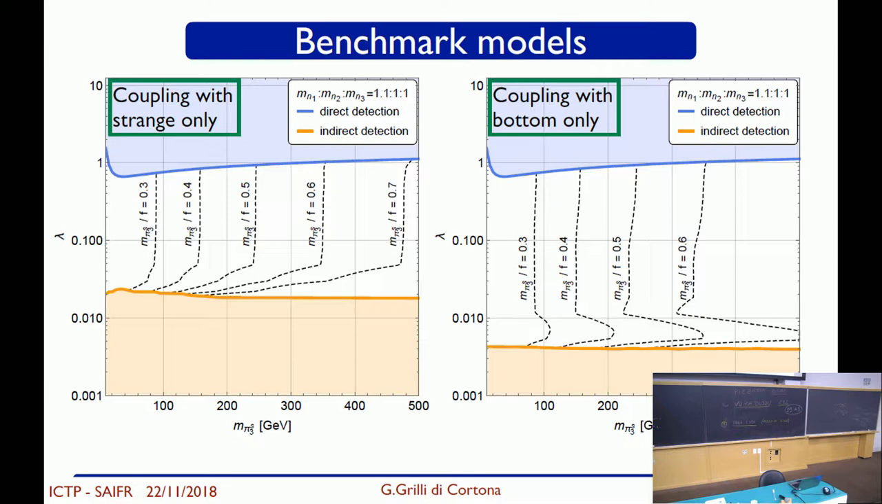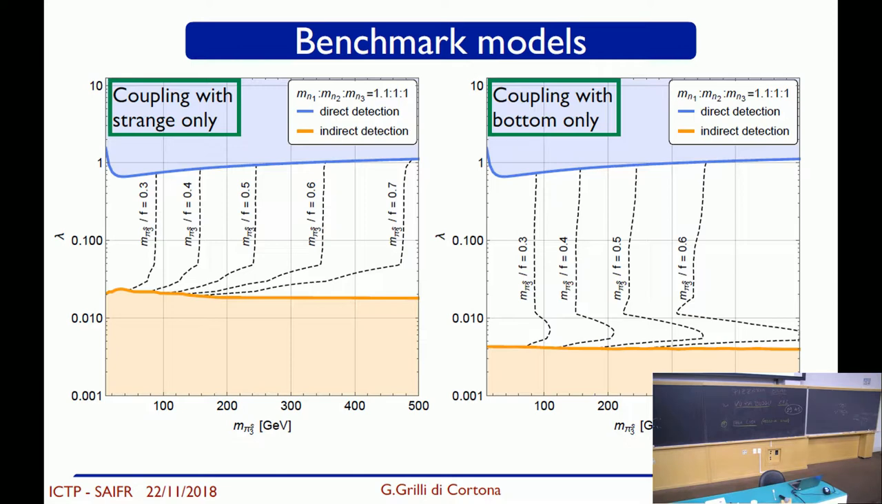As you can see, there is some difference between strange and bottom only for the indirect detection. And this is due simply to the fact that the decays of the unstable dark pions for coupling with the lighter quarks are helicity suppressed. And therefore, in this plot here, the co-decaying regime starts for larger lambda with respect to this plot here, for this model here.